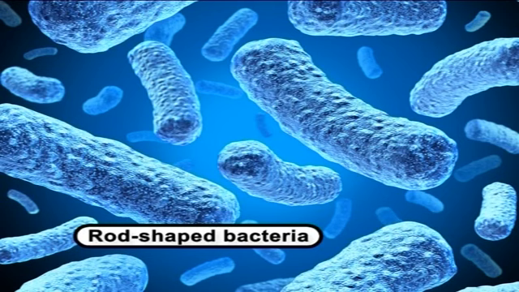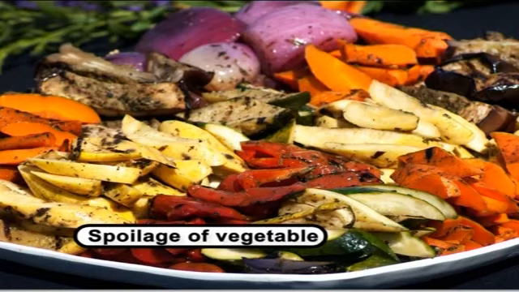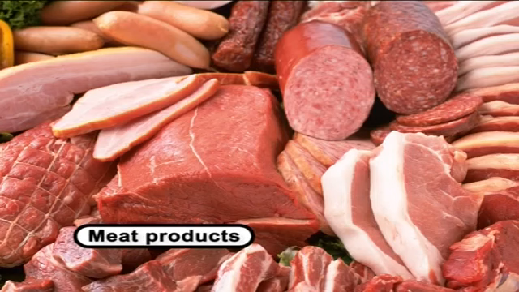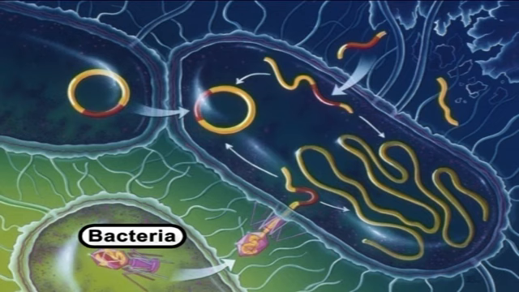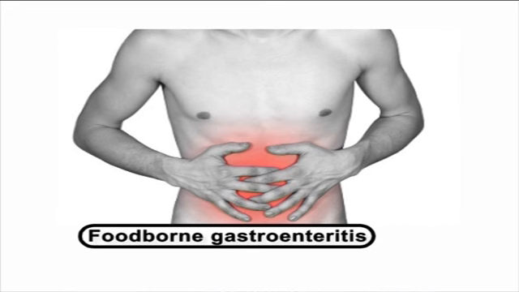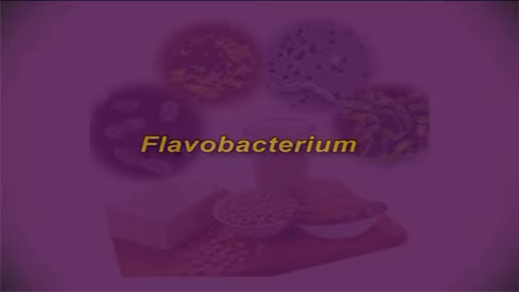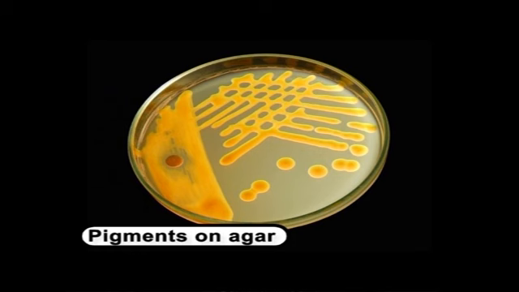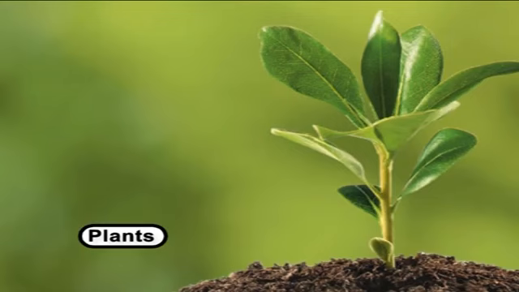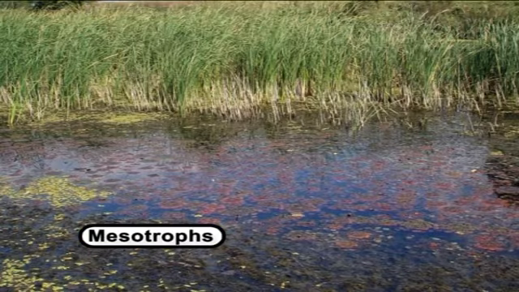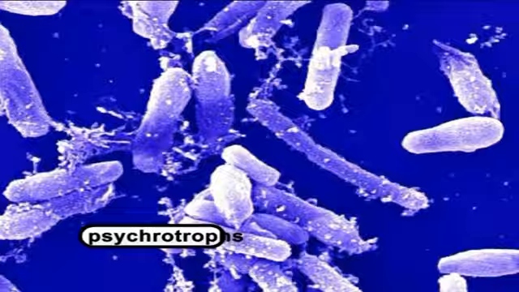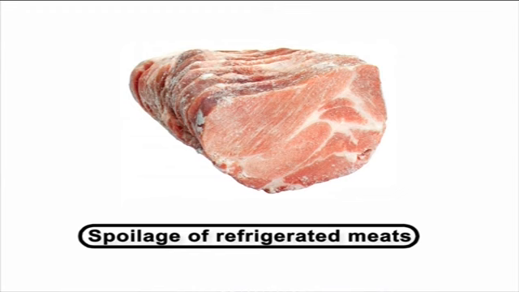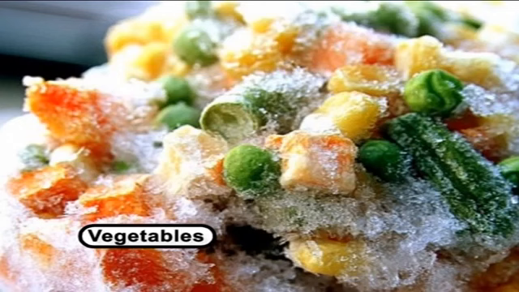Corynebacterium. This is one of the true coryneform genera of gram-positive rod-shaped bacteria that are sometimes involved in the spoilage of vegetable and meat products. Escherichia. This is clearly the most widely studied genus of all bacteria. Some strains are known to cause foodborne gastroenteritis. Flavobacterium. These gram-negative rods are characterized by their production of yellow to red pigments on agar and by their association with plants. Some are mesophiles and others are psychrotrophs, where they participate in the spoilage of refrigerated meats and vegetables.